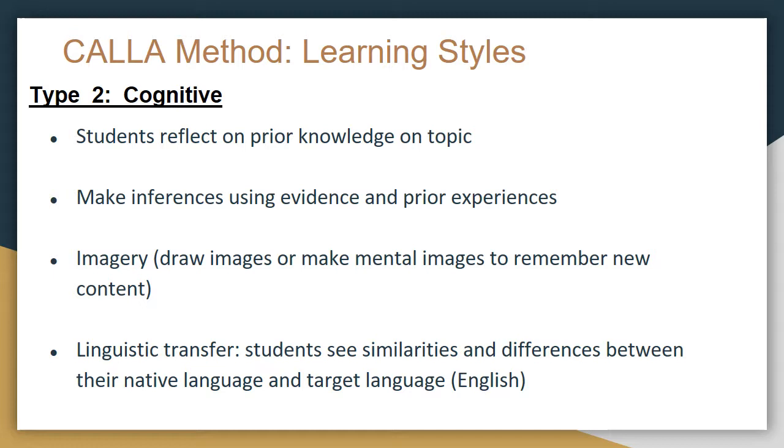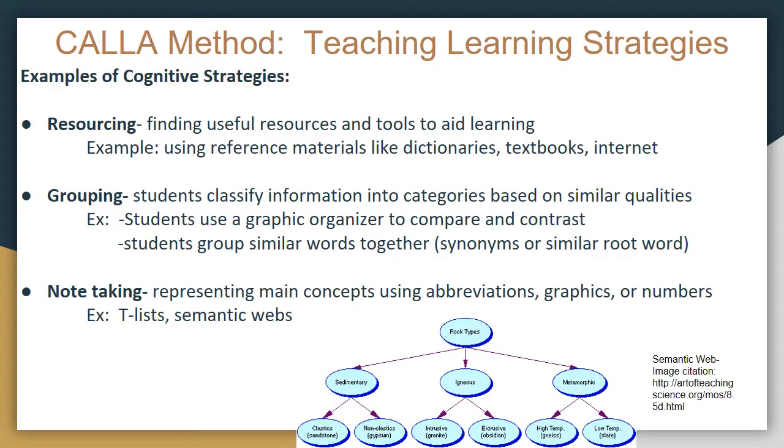Cognitive learning strategies further focus on linguistic transfer, where students are asked to see the similarities and differences between their native language and the target language, English. So they can see what are some things that they've seen before in their native language, and how certain words or expressions are different, or how things are written in a different format in English versus their native language. So let's talk about some examples of cognitive learning strategies.